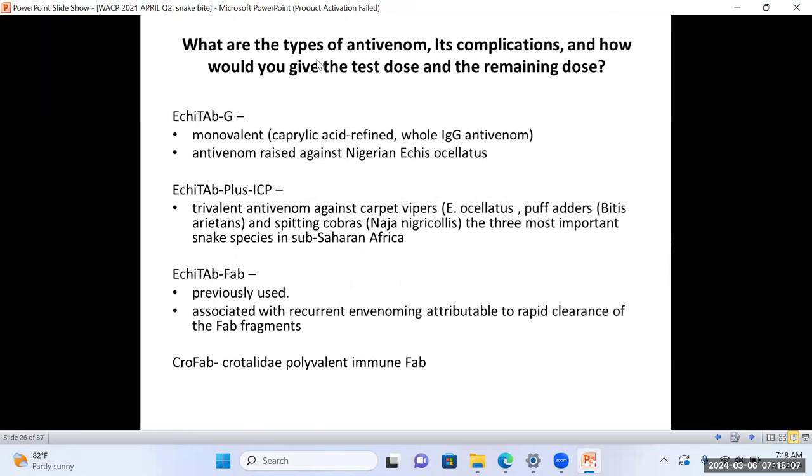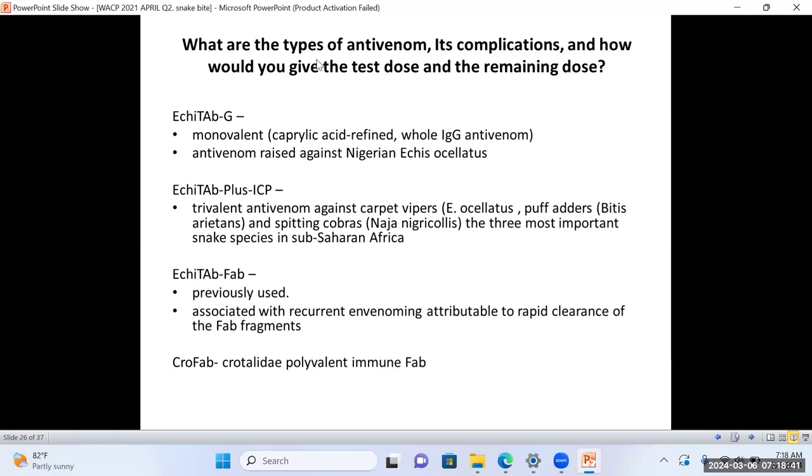The next question was, what are the types of anti-snake venoms, and how would you give the test dose and remaining dose? So, like I said, various countries have various antivenoms, but in Nigeria, we use the Echitab G because Echis ocellatus is a viper, in the Viperidae group, and it's said that the Viperidae are more common in sub-Saharan Africa and Nigeria. So these particular antivenoms were used, but commonly we use the polyvalent type or the trivalent antivenom.